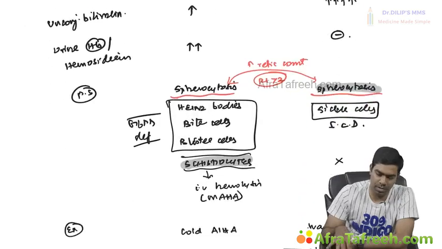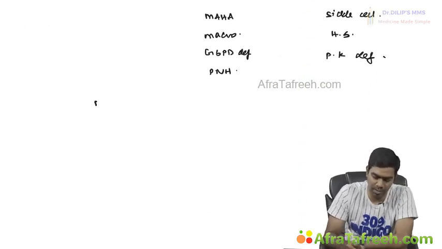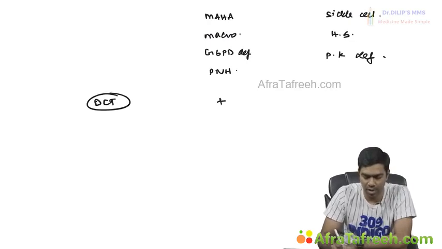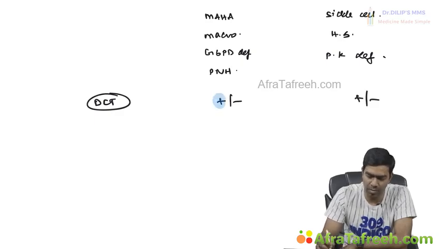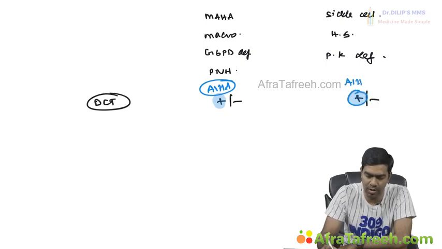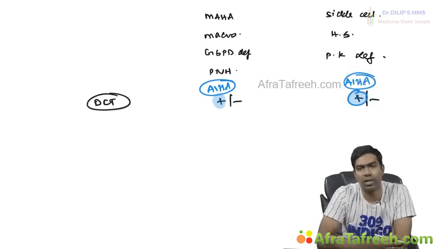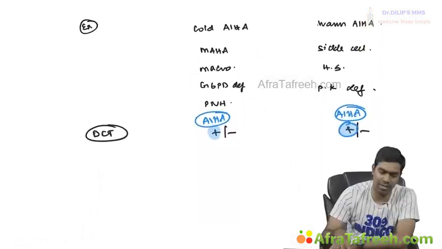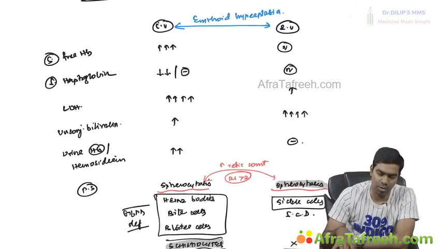At the same time, if you ask me whether the DCT, the direct Coombs test, may be positive or not, it can be positive in both or negative in both. Where will it be positive? If it's an autoimmune hemolytic anemia. In a warm autoimmune hemolytic anemia, you will get an extravascular hemolysis. In a cold autoimmune hemolytic anemia, you will usually get an intravascular hemolysis. But anyway, you can get DCT positivity in both these conditions, both intravascular as well as extravascular hemolysis.